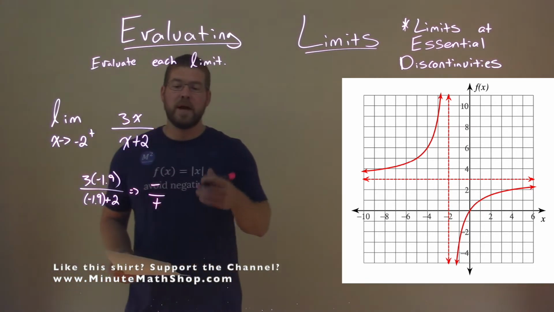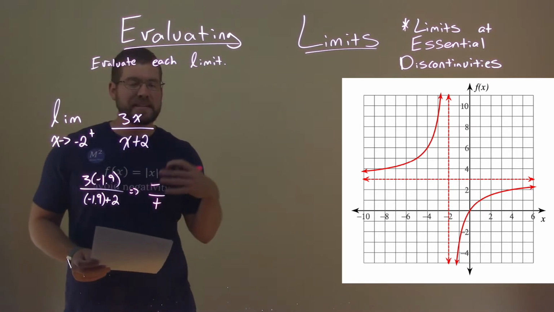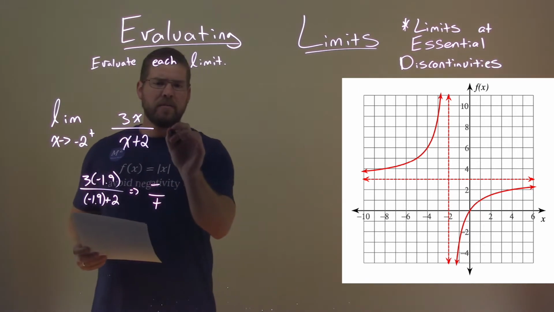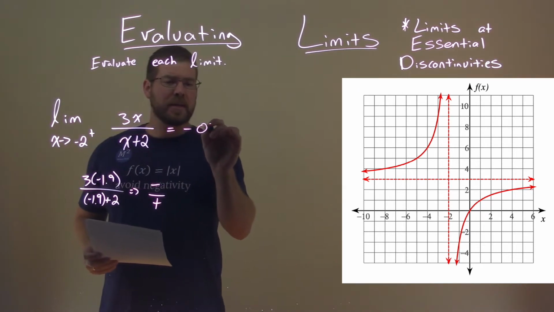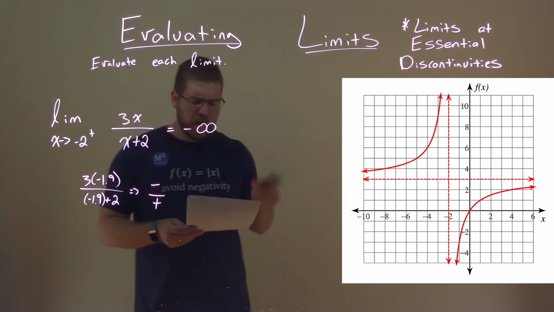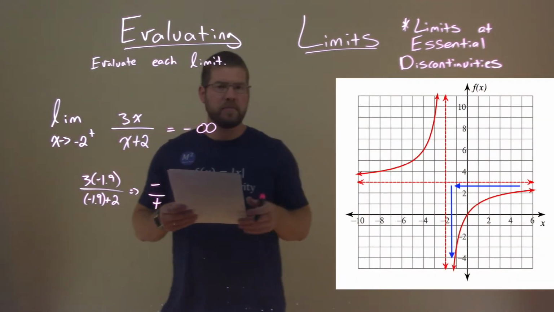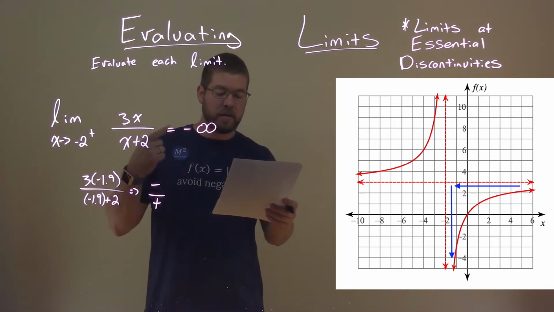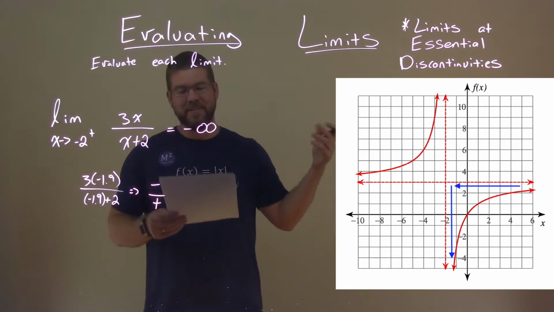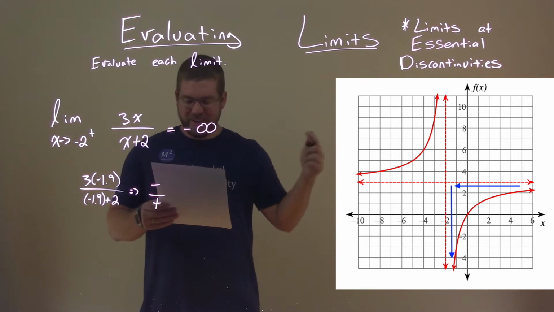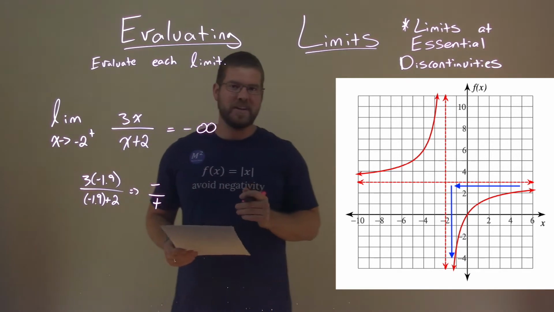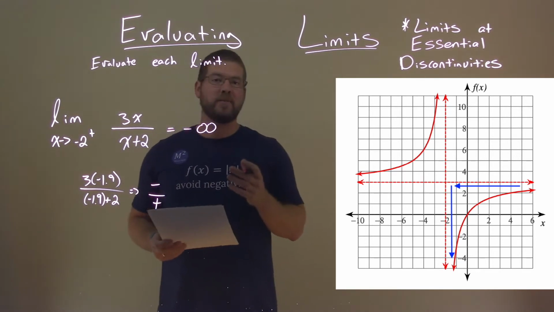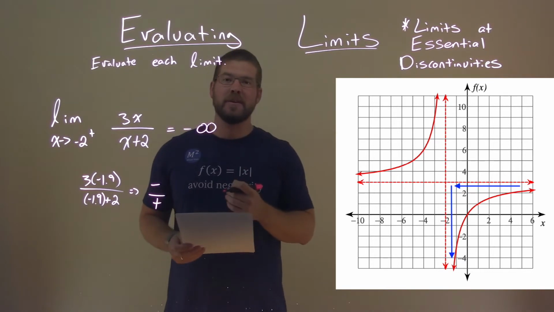So what happens when we have a negative over a positive number? It's going to be negative. And so we would say that this limit is approaching negative infinity. And we can see that in our graph. Look at negative 2, the x value being negative 2 right there. As we approach that from the right, it's going down to negative infinity. So our final answer here is negative infinity.